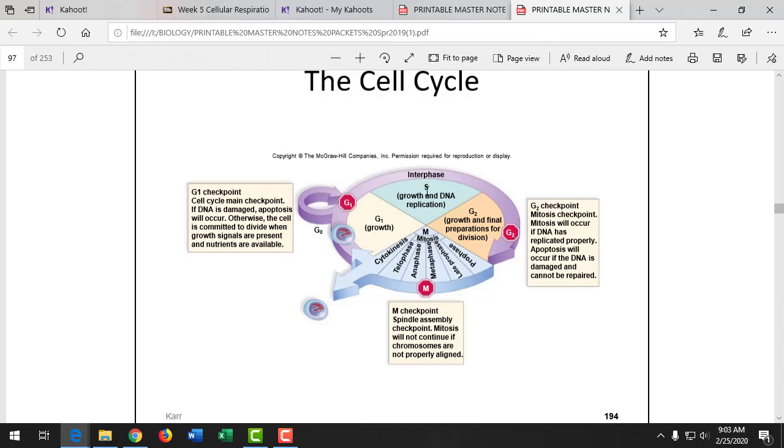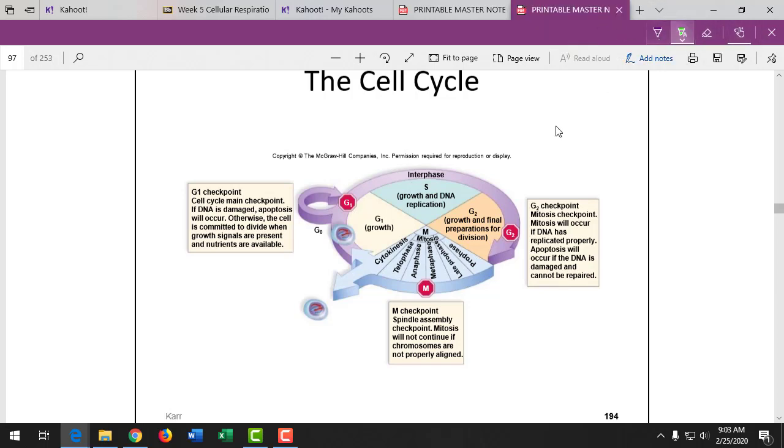So G1, S, G2, and M. Big concept again is DNA replication occurs during the S phase of interphase. So make sure you highlight that. It's in the S phase of interphase is when this DNA replication that we just talked about occurs. And again, it has to be in cells that are dividing, repairing, reproducing, or cancer, heaven forbid, right?